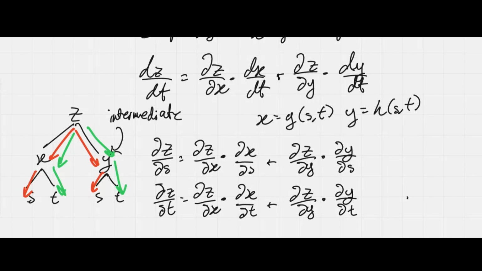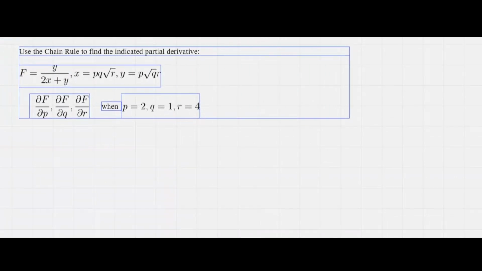Let's look at an example of chain rule using partial derivatives. Alright, so we're asked to use chain rule to find the indicated partial derivative. The function we have is f equals y over 2x plus y. x is defined by p times q times the square root of r, and y is defined by p times the square root of q times r. We're asked to find the partial of f with respect to p, q, and r, when p is equal to 2, q is equal to 1, and r is equal to 4.